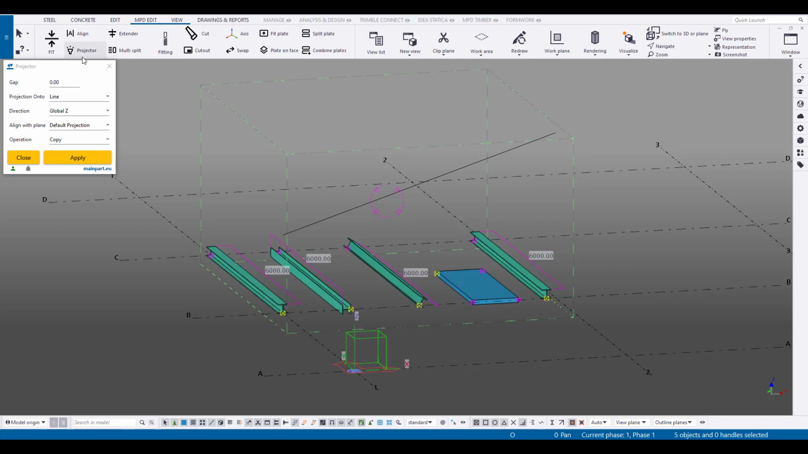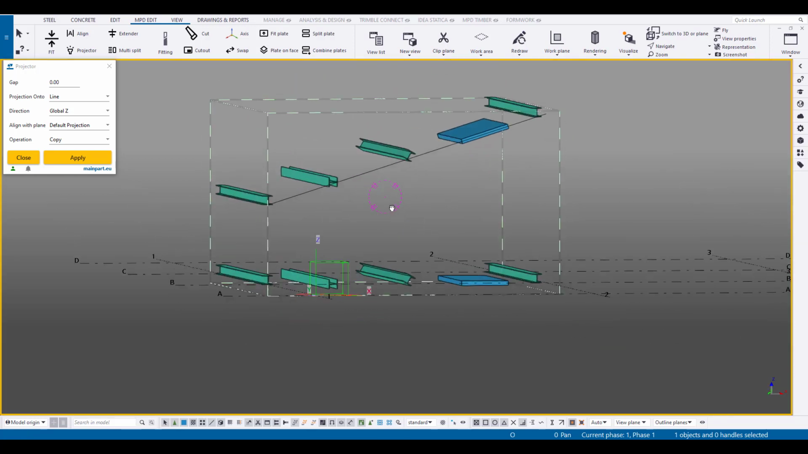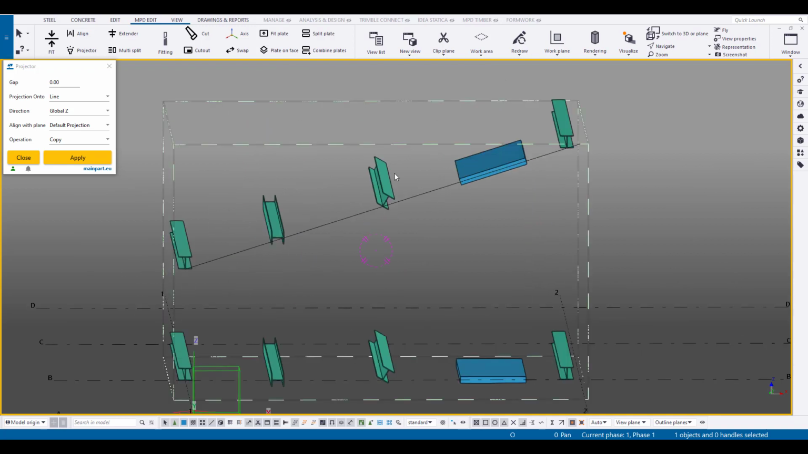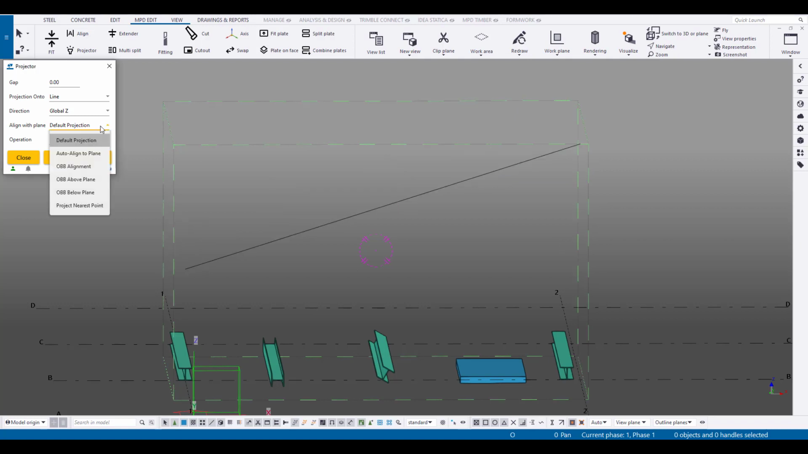Default projection. In this method, the part is projected using a reference line for beams or a reference plane for plates. When direct modification is disabled and a beam or plate is selected, you will see the projected points, yellow and purple. These points are projected onto the specified plane.